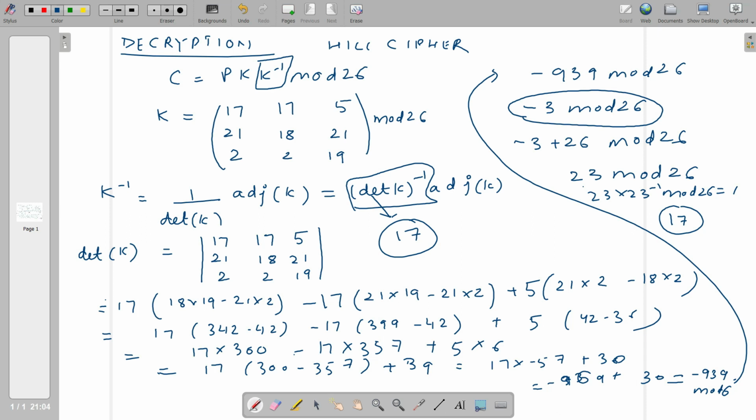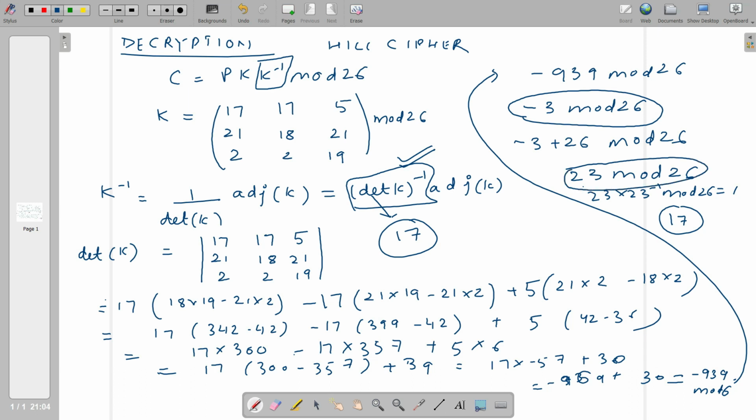So if we want to find a positive equivalent to this minus 3 under mod 26 operation, we need to just add 26 to this number. Then we get 23. Now because it is 1 upon determinant k, it means we need to calculate the inverse of this number, whatever is determinant k.